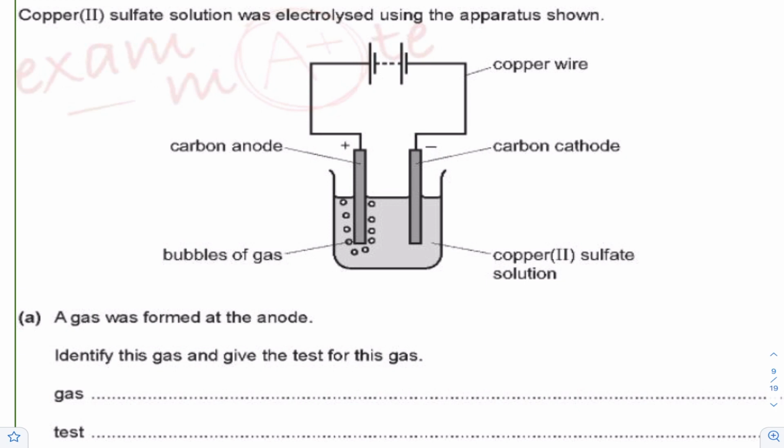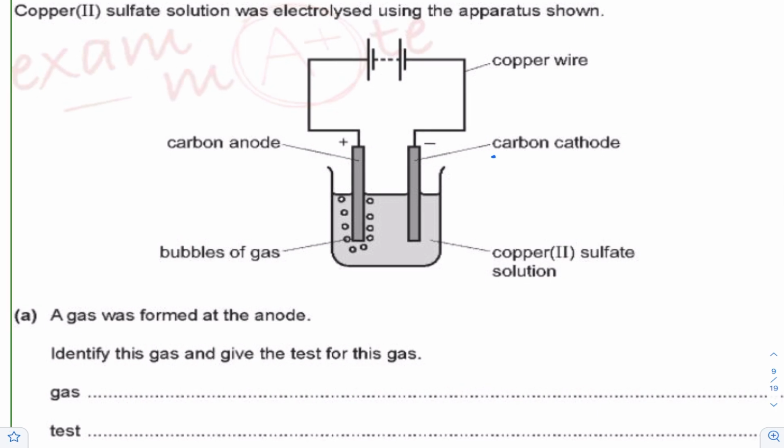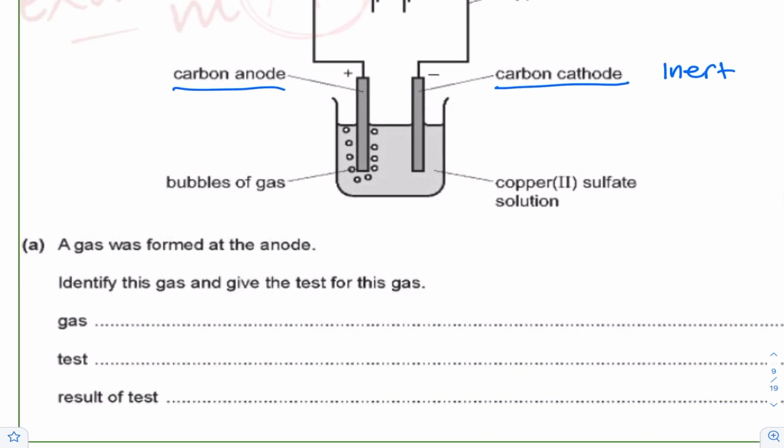Copper 2 sulfate solution was electrolyzed using the apparatus shown. So this is the same as question 4. We've got a carbon cathode and a carbon anode, so the anode and cathode are both inert. We've got copper 2 sulfate solution, and it shows us that at the anode we've got bubbles of gas coming off. A gas was formed at the anode. Identify this gas and give the test for this gas.